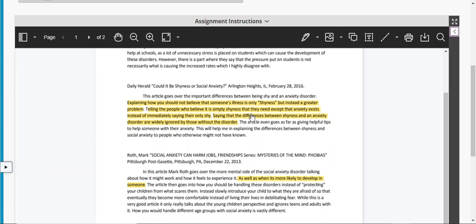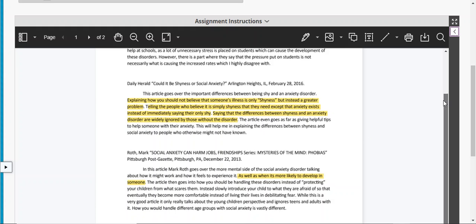In this case, I think you could fix it by just getting rid of saying that. The differences between shyness and an anxiety disorder are widely ignored by those without the disorder. If we get rid of saying that, the differences becomes the subject: the differences between shyness and an anxiety disorder, and then the verb is are widely ignored by those with the disorder. So one thing to watch for is when you start a sentence with an ing word, that should alert you to the fact that maybe you're missing something there.